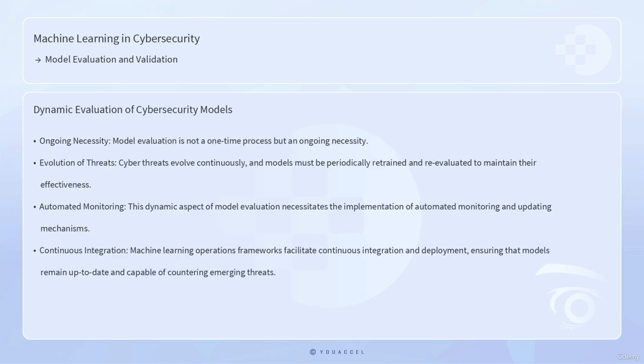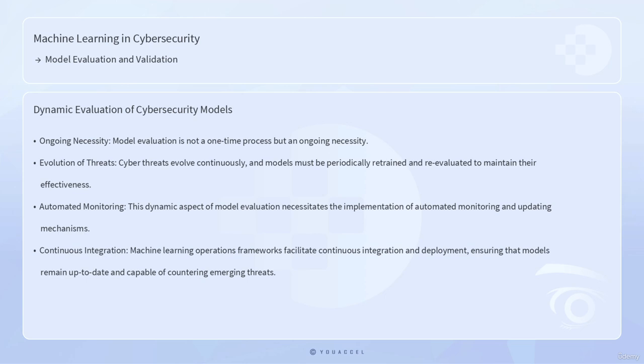Moreover, model evaluation is not a one-time process, but an ongoing necessity. Cyber threats evolve continuously, and models must be periodically retrained and reevaluated to maintain their effectiveness. This dynamic aspect of model evaluation necessitates the implementation of automated monitoring and updating mechanisms. Machine learning operations frameworks facilitate continuous integration and deployment, ensuring that models remain up to date and capable of countering emerging threats.